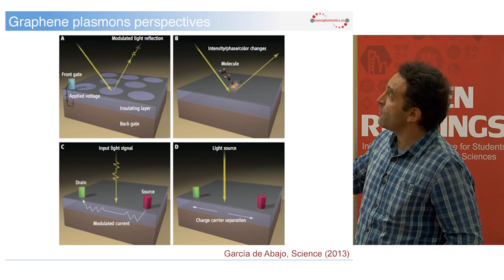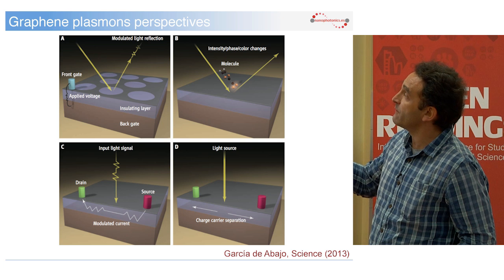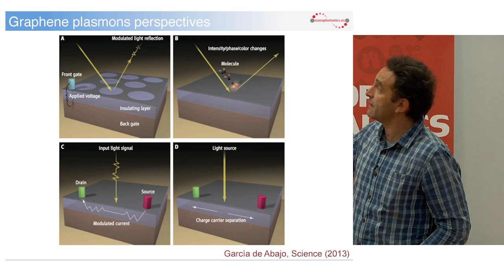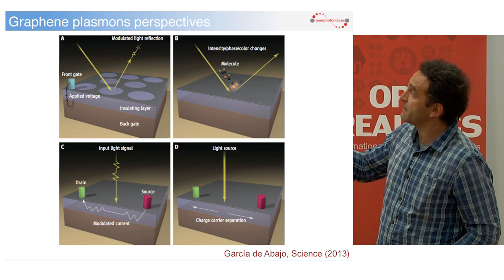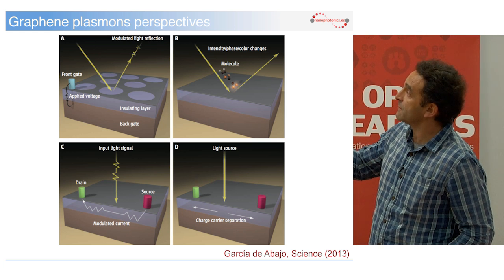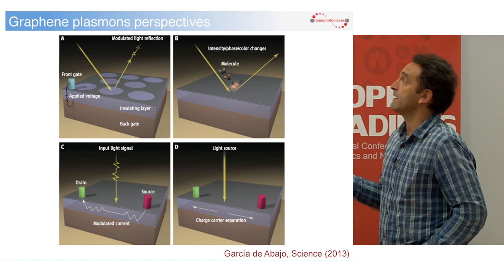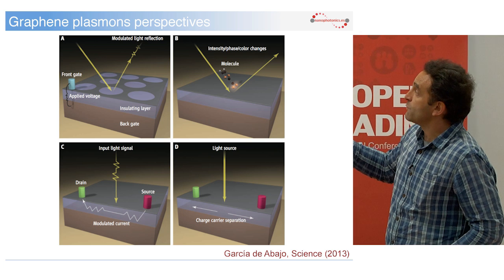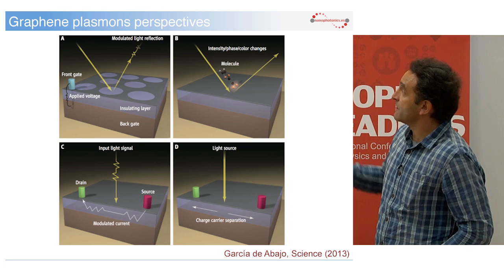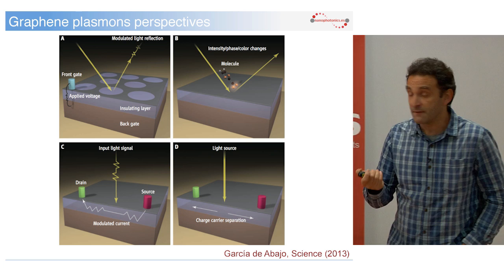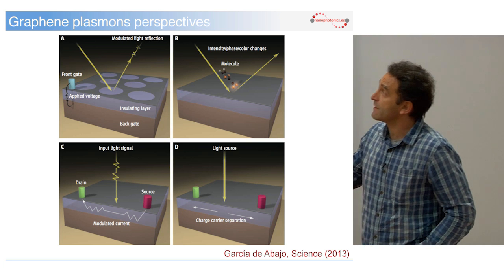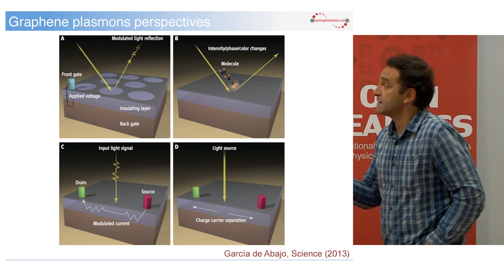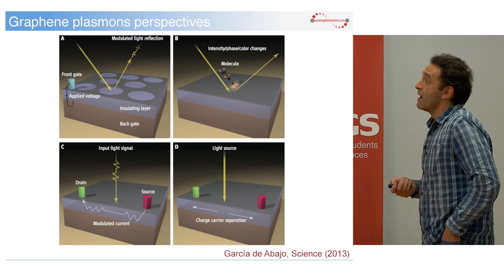So, the ability to modulate light by applying an electrical voltage. You apply a voltage here, and then you basically imprint a pattern on the reflected light or the transmitted light or something like this. Then you can have a molecule that will produce changes in reflected light, and doing this you can, for example, sense the molecule, detect the presence of the molecule.